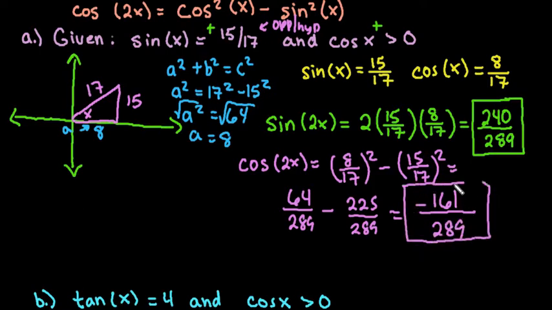So the double angle, with sine of 2x and cosine 2x, our angle would end up being in quadrant 2 since we end up with a positive sine value and a negative cosine value.